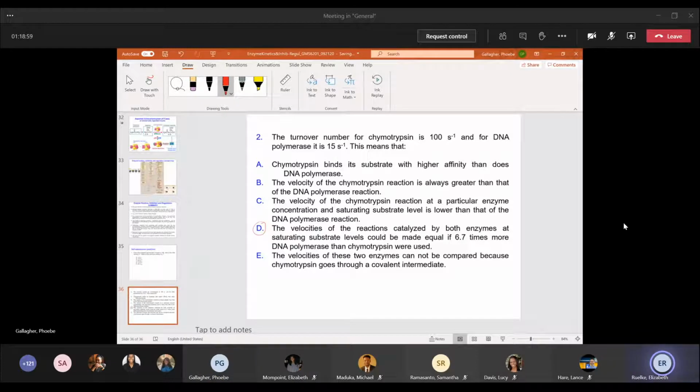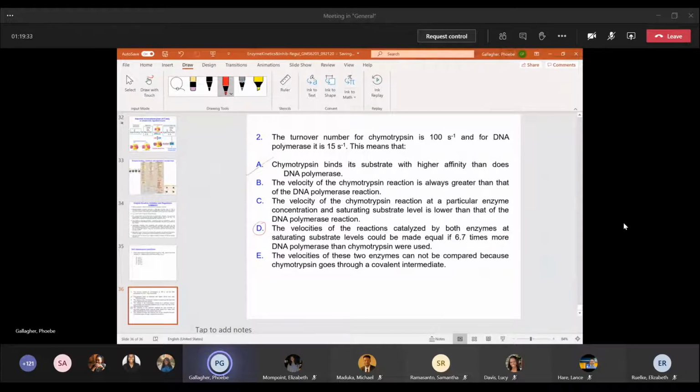Yes and no. I understand that DNA polymerase, because it has a larger kcat, 1/15 is a larger number than 1/100. So DNA polymerase has a higher affinity for its substrate than chymotrypsin. But the wording of the answer choices, I think, threw me. Okay, yeah. So remember that turnover number isn't really dealing with the affinity of it. So you can't really say whether the affinity changes. So that's why A is wrong.